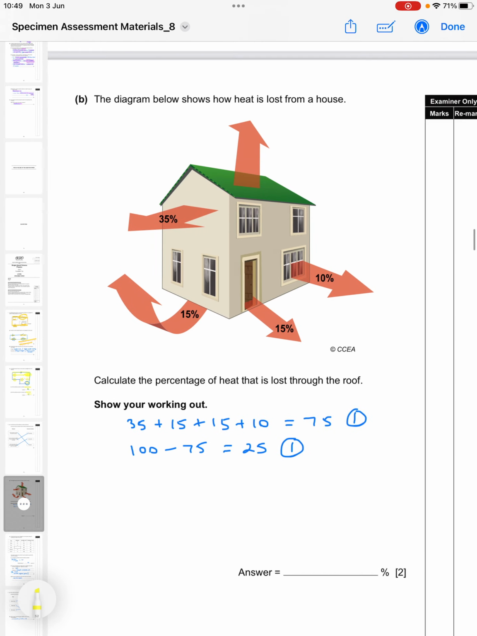Next question shows how heat is lost from a house. Calculate the percentage of heat that is lost through the roof. You see here on the diagram, the different percentages are marked on. So the roof has no percentage on it. The walls there, 35%, through the floors, 15%, through the door, 15%, and through the windows is 10%. So when we add all those together, 35, 15, 15, and 10, we get 75. And then because these are percentages, if we take that number, the 75, away from 100, we get the percentage which is lost from the roof, which is 25%.